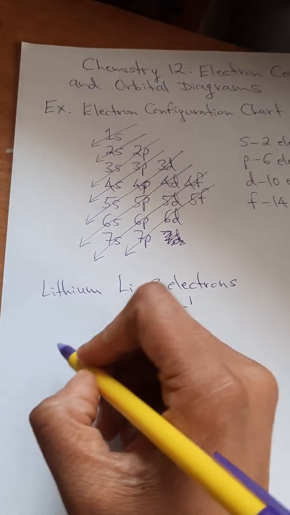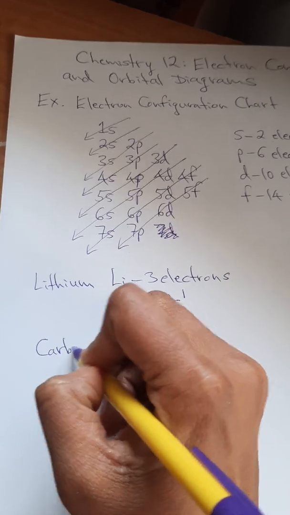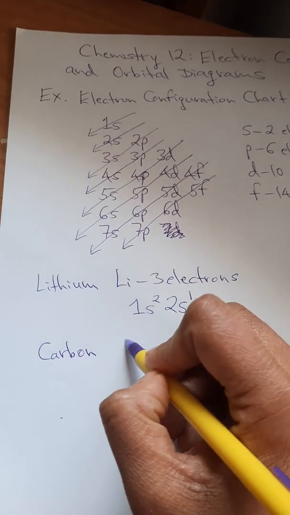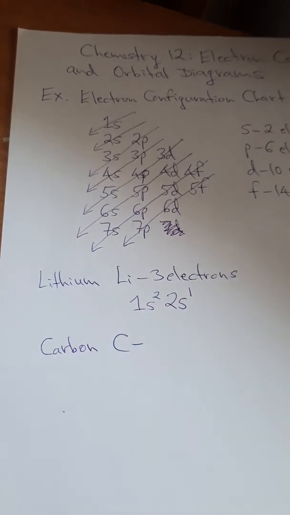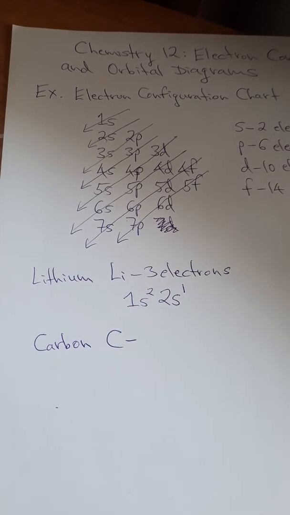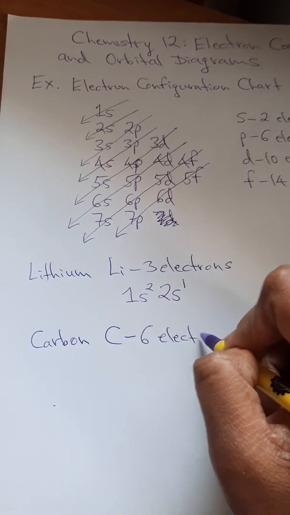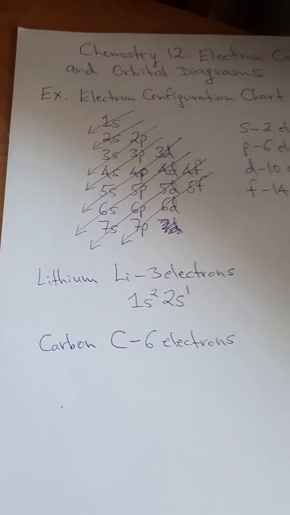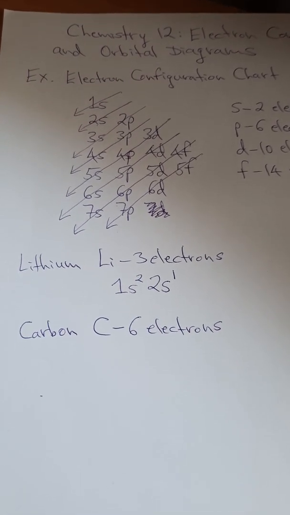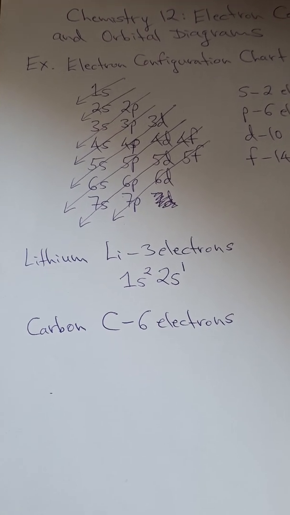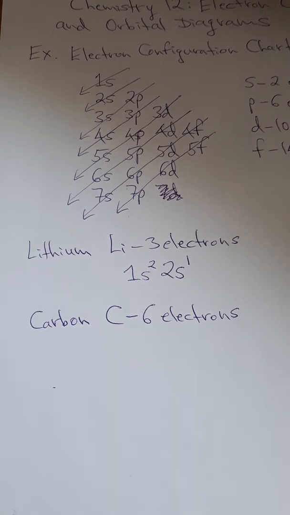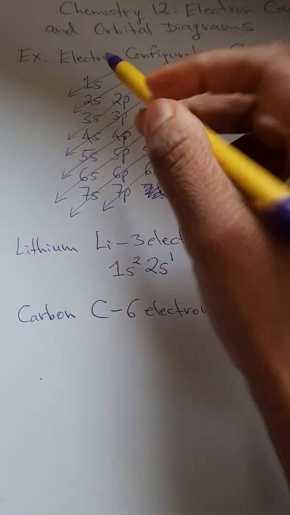Let's try carbon. Carbon is C, and if you want to look in the periodic table again, the atomic number is 6. Remember the atomic number gives you the number of protons. In an electrically neutral atom, it's also equal to the number of electrons. So one more time, let's use the chart here.